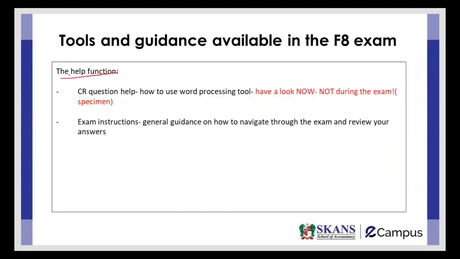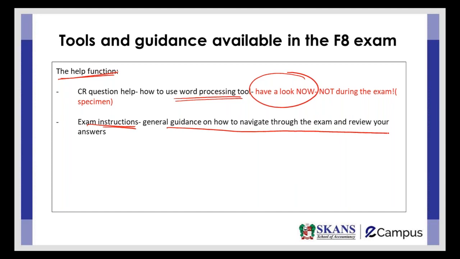Within the exam, you will have some tools and guidance given. For example, how to use the word processing tool. If you haven't used Word before, it will give you instructions on how to use bold, etc. But once again, not during the exam. If you don't know word processing, now is the time to start. Please don't wait until the actual exam. I'm sure none of you are doing this. Also in your exam, you have general guidance on how to navigate through the exam and review your answers. Again, have a look now. For example, I'll show you in a little while. Towards the end, you have something called a navigation tool, so you can skip to certain questions directly. All of this you should be aware of now.